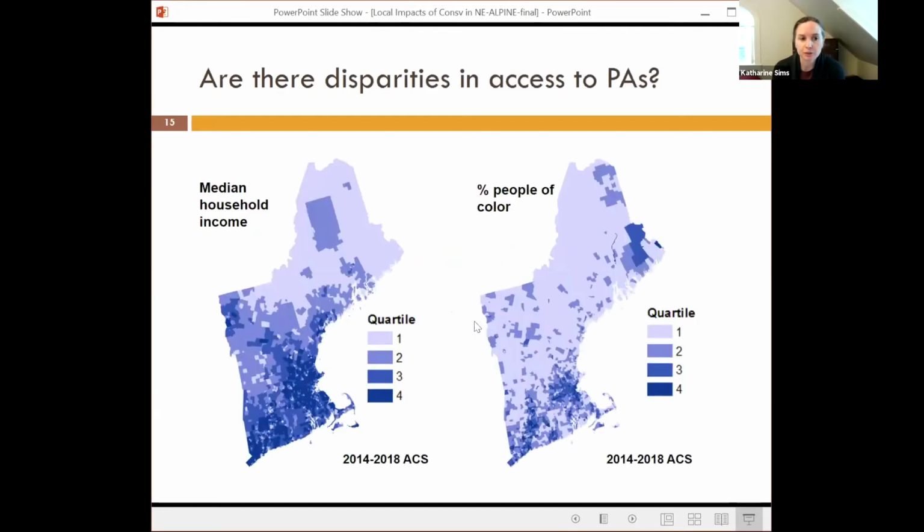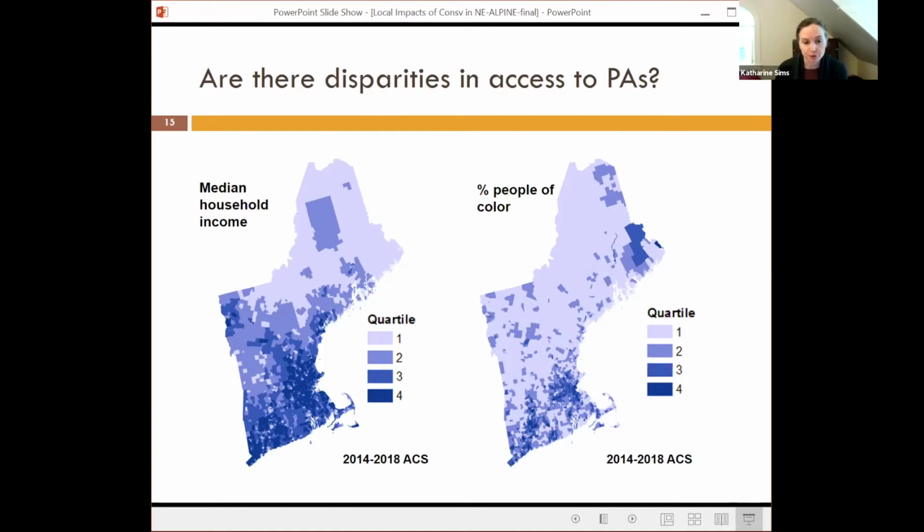So specifically, we wanted to understand whether there are disparities in access to permanently protected land for communities that face social marginalization according to factors like income, race or ethnicity, educational attainment, or English language isolation in the region. And here we think that the census tract level is the most appropriate one for analysis so that we can get as small as possible.